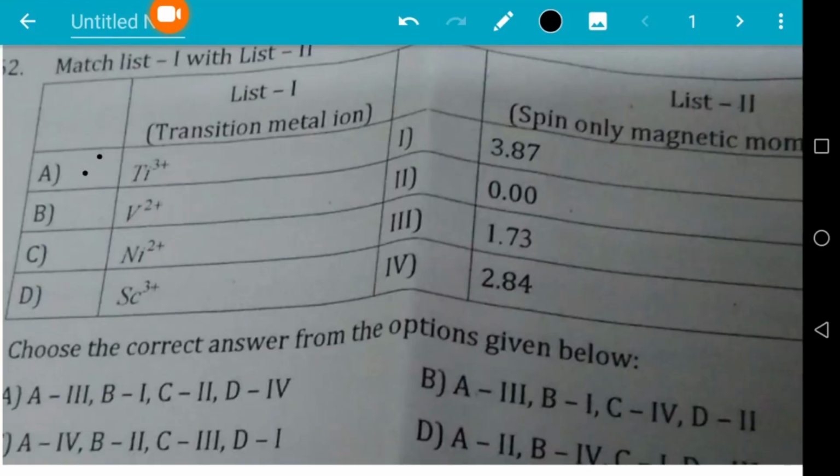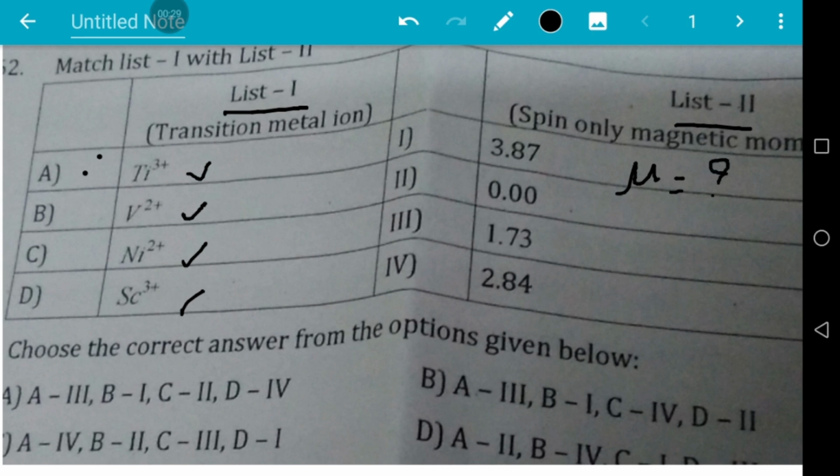Now coming to the first question. List 1 and list 2 are given. In list 1 they gave the transition metal ions: first is Ti plus 3, second is vanadium plus 2, Ni plus 2 and scandium plus 3. Transition metal ions means d-block element metal ions are given. Now they are asking the spin only magnetic moment, the mu value. On this side they gave the mu values.